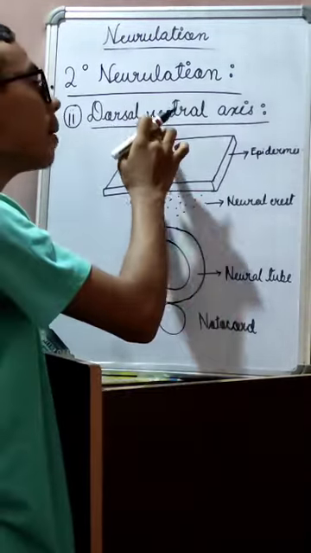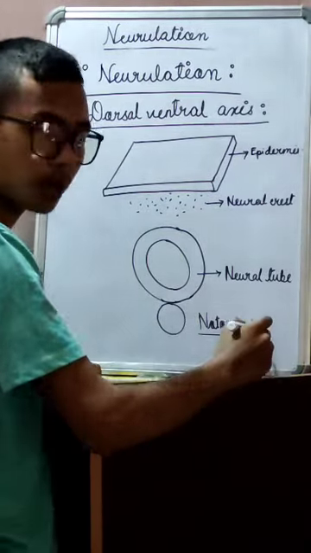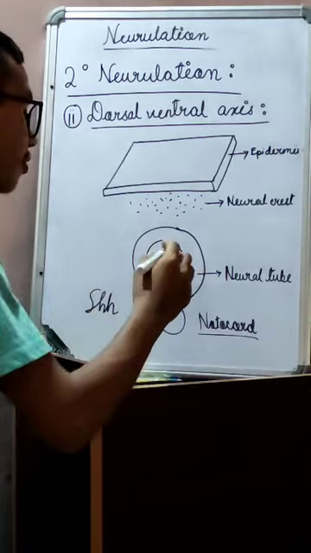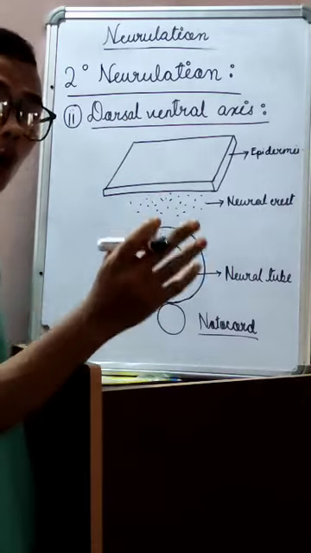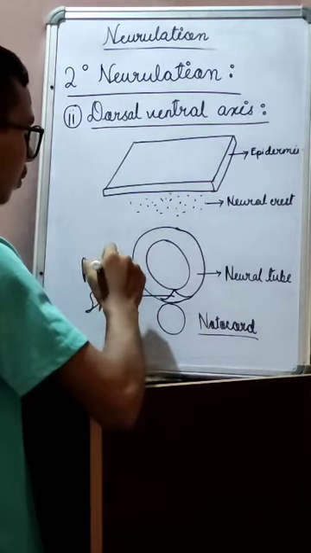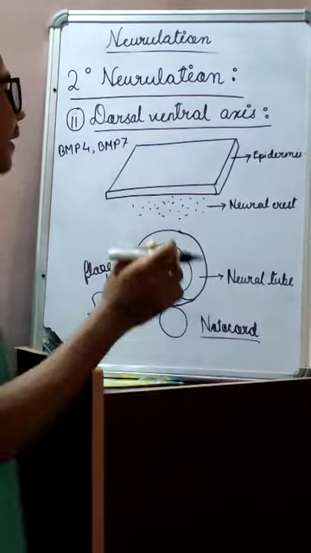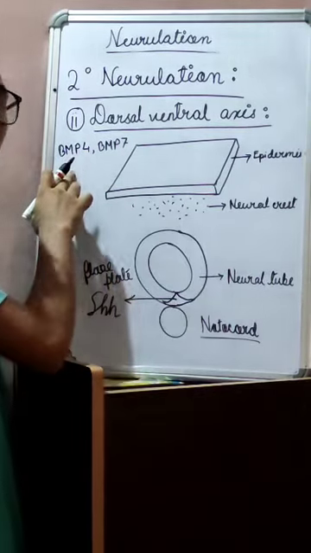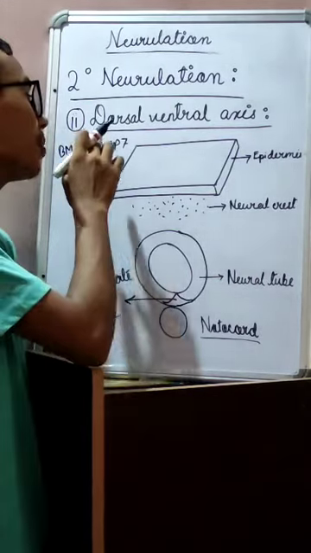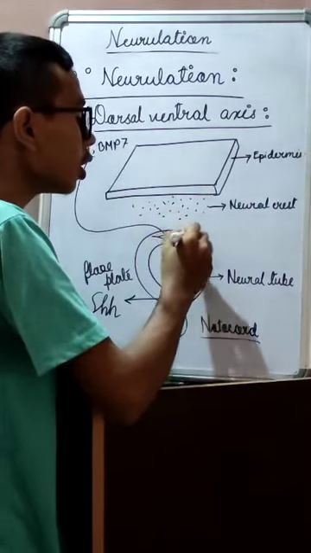Now come to the dorsal ventral axis of secondary neurulation. What happens here? The notochord starts secreting SHH protein on the ventral side of the neural tube, and this forms the floor plate. After that, from the epidermis, BMP4 and BMP7 proteins are secreted, and these act on the dorsal part of the neural tube and form the roof plate.